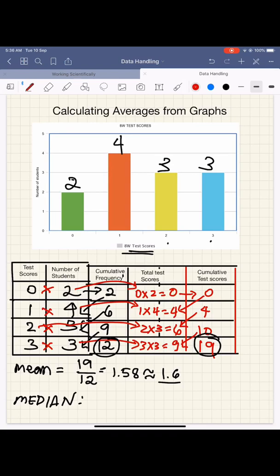2 students got 0, so 0, 0. Okay, then 4 students got 1, 1, 1, 1, 1. And then 3 students got 2, 2, 2, 2. And the last one, 3 students got 3, 1, 2, 3.